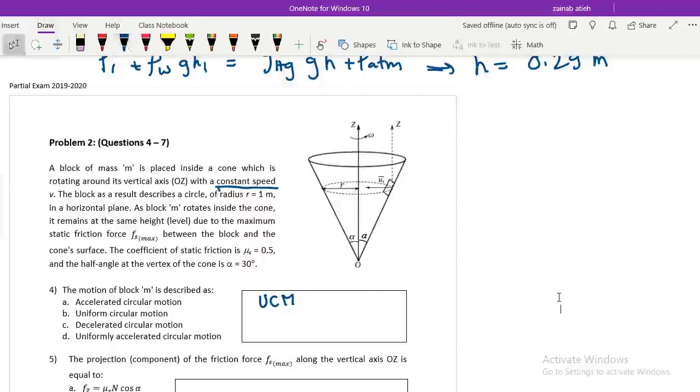In the second part it says the projection component of the friction force along the vertical axis OZ is equal to... If I'm projecting the frictional force along the Z axis, how do I draw the frictional force? If the block is to slide, it may slide downwards, so the friction is drawn this way. Friction is always, depending on the support, perpendicular to the normal. The block is inside, so the normal is perpendicular to the support. F_R is always perpendicular to the normal. So this is F_R or F_S if you like. It's static friction.